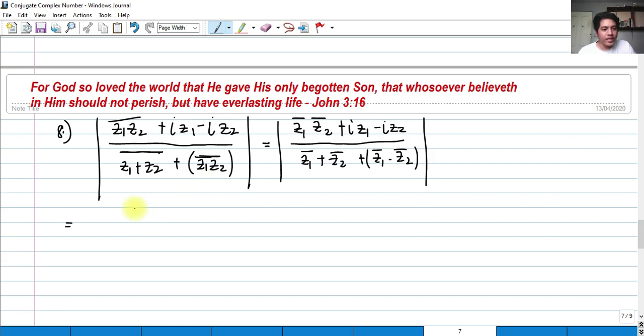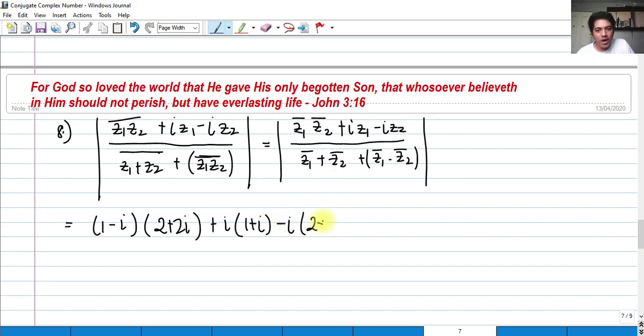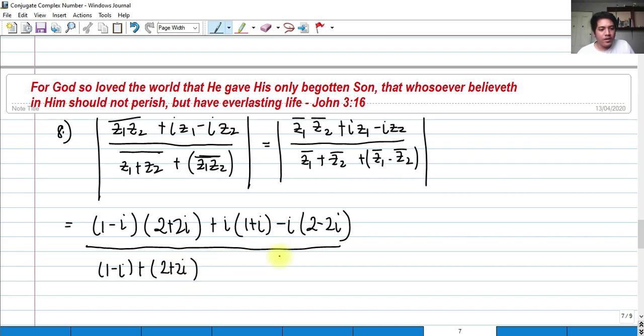So what are we going to do? We have z sub 1, the conjugate of that, that is 1 minus i, times the conjugate of z sub 2, that is 2 plus 2i, plus i times z sub 1, which is 1 plus i, minus i times z sub 2, that is 2 minus 2i, all over the conjugate of z sub 1, that is 1 minus i, plus the conjugate of z sub 2, that's 2 plus 2i, and then plus, the same thing here, 1 minus i multiplied by the conjugate of z sub 2.